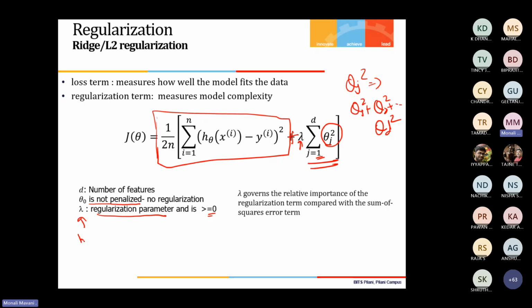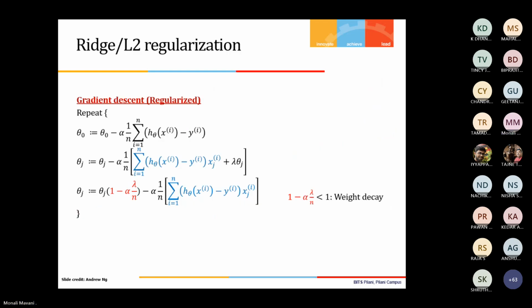And this lambda, we discussed with respect to linear regression. Learning rate is another hyperparameter, and lambda is a regularization constant. Now, what is the importance of this regularization term? It governs the importance of the term, it controls the parameter values for every feature. Mathematically, I'll show you how.